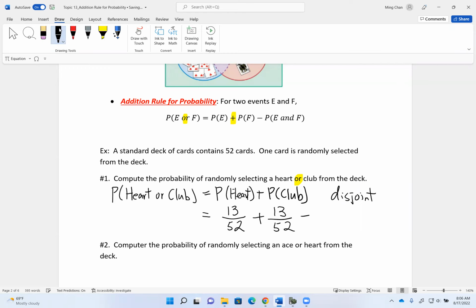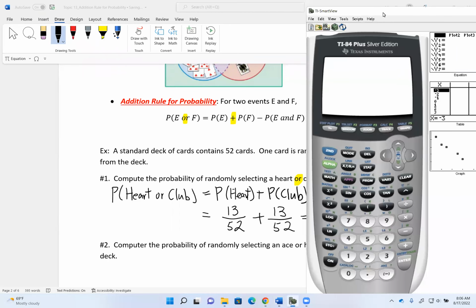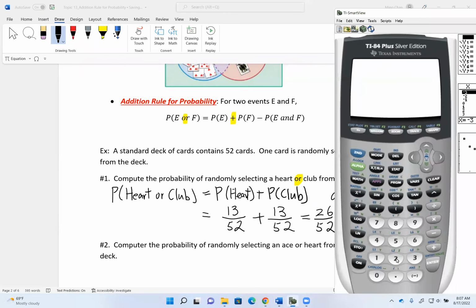Okay. So if you add up the numerator, there will be 26 ways I can draw a heart or a club on 52 possible outcomes. So I'm going to keep my fraction just like this, okay? If you want to see the decimal answer, you can just type in 26 over 52 in the calculator, and it will give you the decimal, which is 50%, of course.